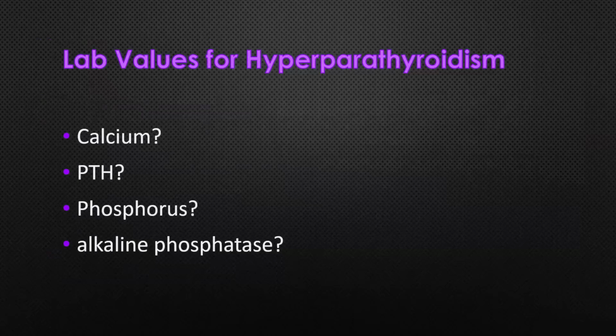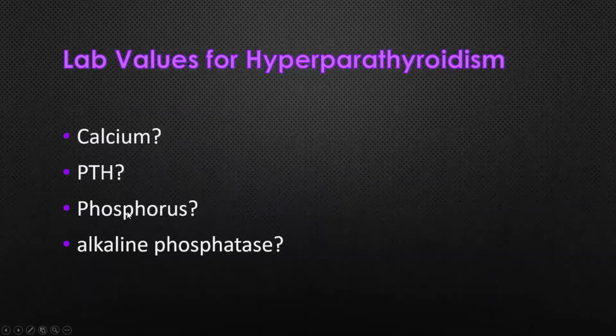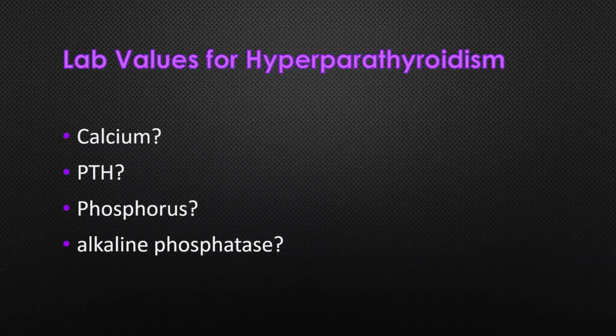What's PTH going to be? High. You could stop there and say, I just gave you that those two being high are pathognomonic for hyperparathyroidism. In any other disease, any other condition, those are going to go opposite, your calcium and PTH. All right, phosphorus, what do we say for that one? Yeah, that's typically low, although the INBDE First Aid book says variable, but more often low.